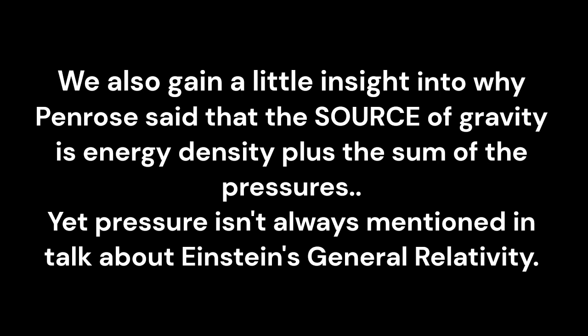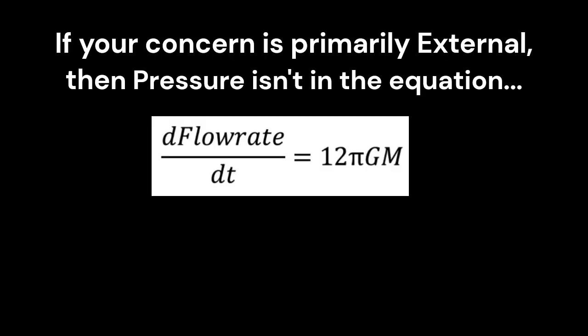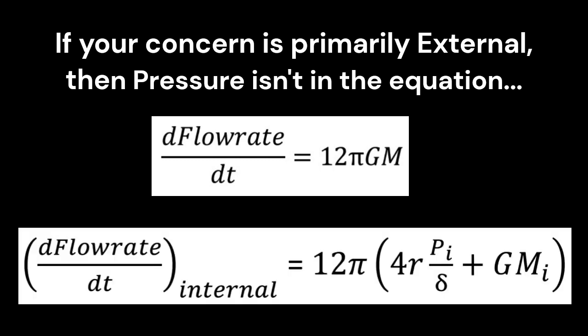Let's look at the equations again. If your concern is primarily external, then pressure isn't in the equation for flow rate dt, which is important in our analysis. It's only when you go internally that you see the pressure pop up. So internally to the planet, that's where the source of gravity is. Externally, you can describe it without describing the pressure.